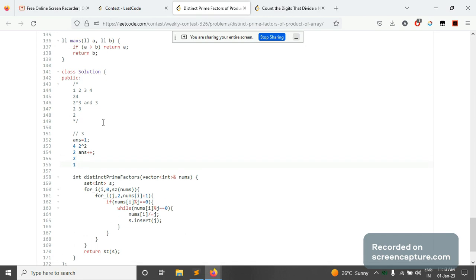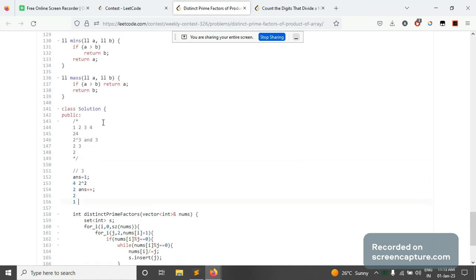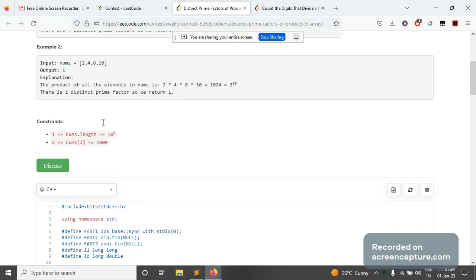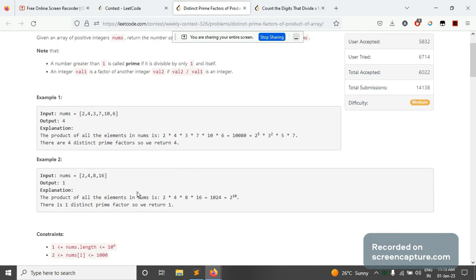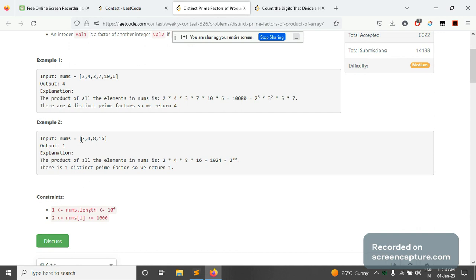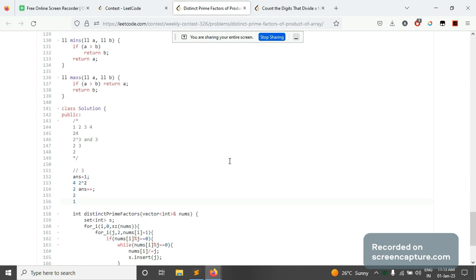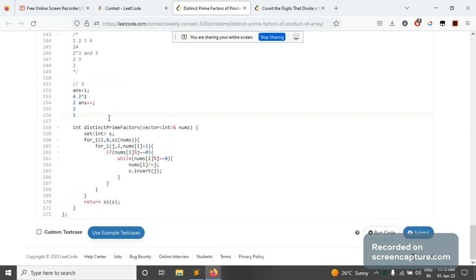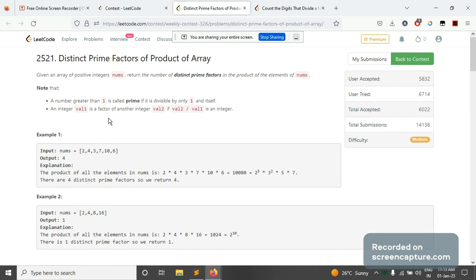In that case, 1 is divisible by all. I mean, 1 is also divisible by each and every number. So suppose we are ignoring that. We are just ignoring the 1. We are not taking the 1 in our answer. You can say 1 is not a distinct prime factor. There is an exclusion of 1. 1 should not be taken in the answer.